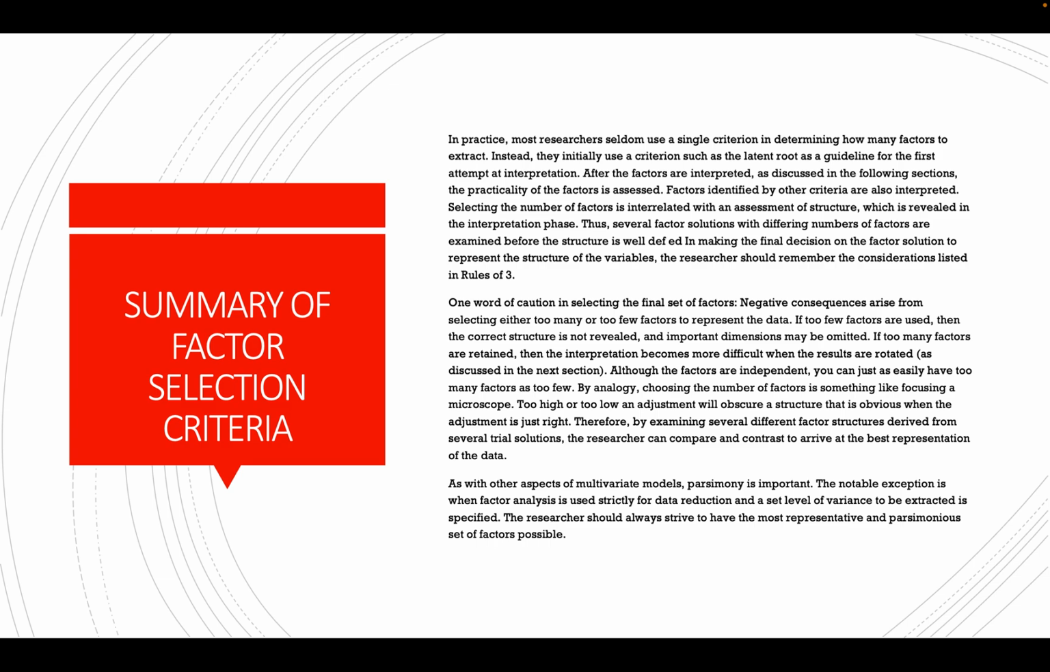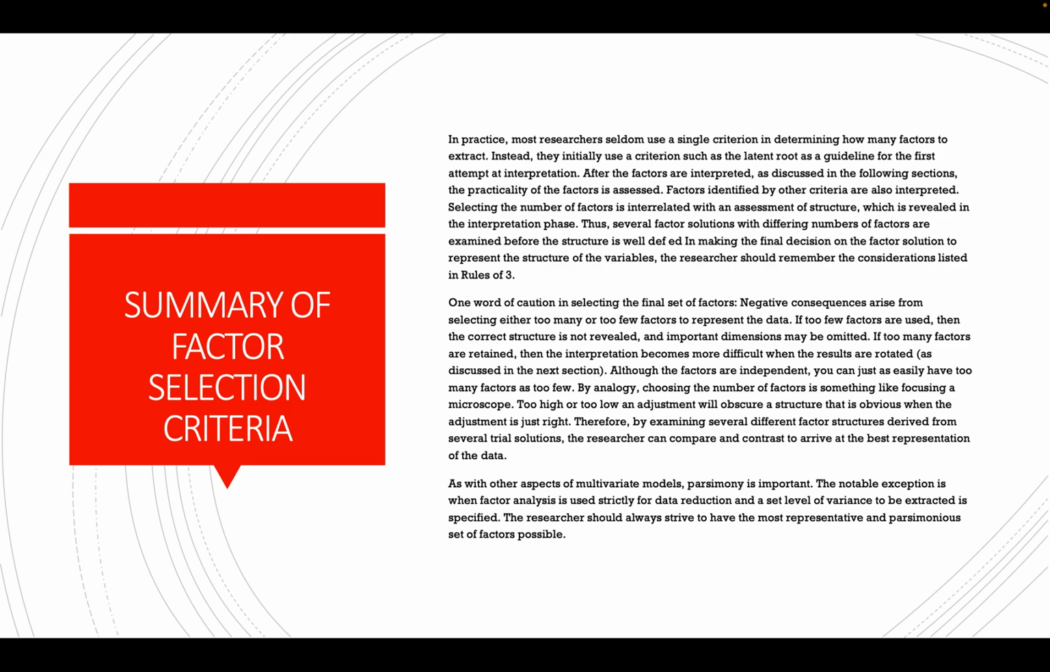Let's talk about one more quotation. In selecting the final set of factors, negative consequences arise from selecting either too many or too few factors to represent the data. If too few factors are used, then the correlation structure is not revealed and important dimensions may be omitted. If too many factors are retained, then the interpretation becomes more difficult when the results are rotated, as discussed in the next section.